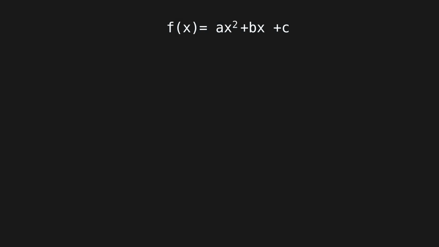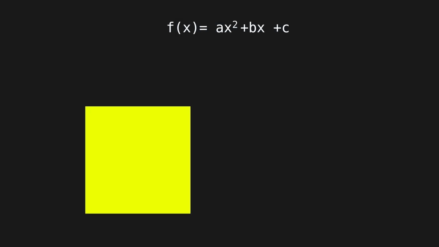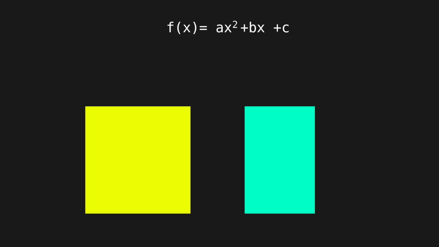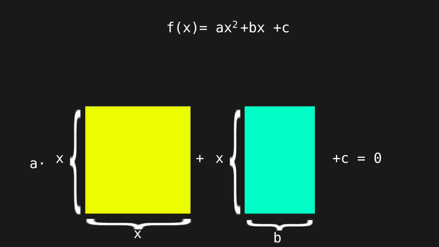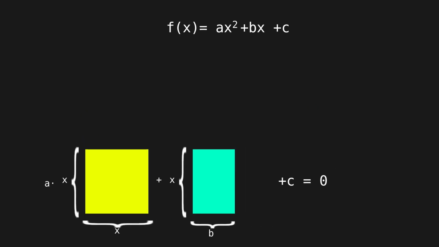Ax squared, a scaled version of a square. Next, if b is a length, then bx is a rectangle, and c is a constant. Divide the equation by a. It does not change the roots, but we get the real size of the square in front.